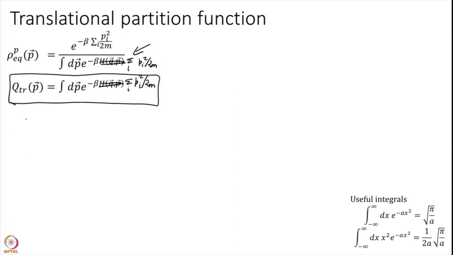So, this thing, first of all, note that integral over dp vector is the same thing as integral over dp1, integral over dp2 till integral over dp3n. Remember, we have 3n momenta, 3n positions. Why 3n? n is the number of particles. For each particle, I have x, y, and z. So, I have px, py, pz for particle 1, px, py, pz for particle 2, and so forth. So, I have 3n momenta.